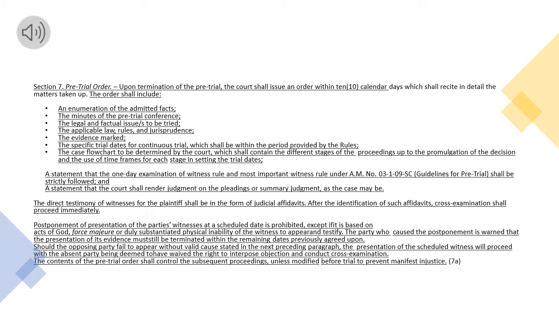Postponement of presentation of the parties' witnesses at a scheduled date is prohibited, except if it is based on acts of God, force majeure or duly substantiated physical inability of the witness to appear and testify. The party who caused the postponement is warned that the presentation of its evidence must still be terminated within the remaining dates previously agreed upon. Should the opposing party fail to appear without valid cause stated in the next preceding paragraph, the presentation of the scheduled witness will proceed with the absent party being deemed to have waived the right to interpose objection and conduct cross-examination. The contents of the pre-trial order shall control the subsequent proceedings, unless modified before trial to prevent manifest injustice.